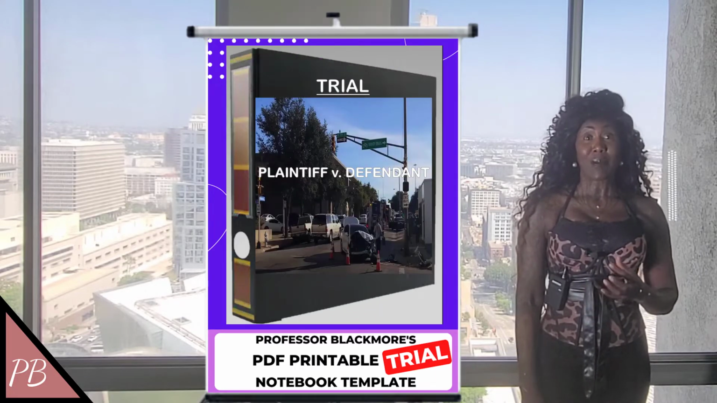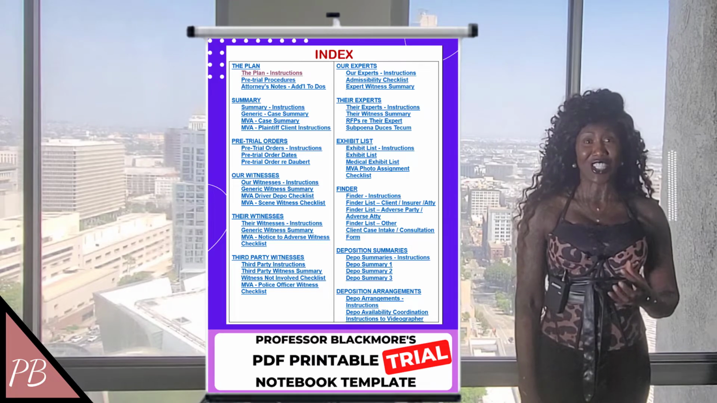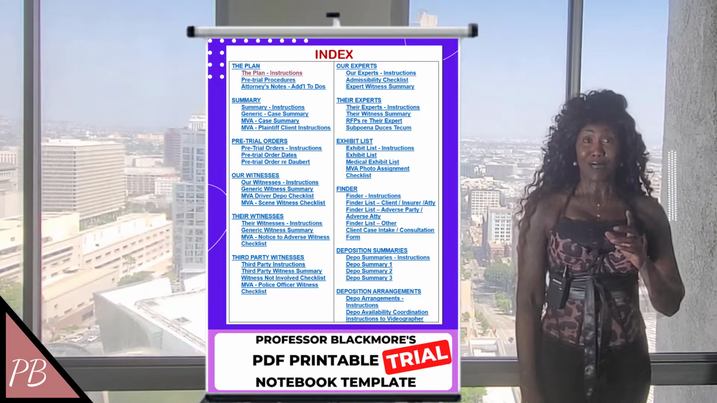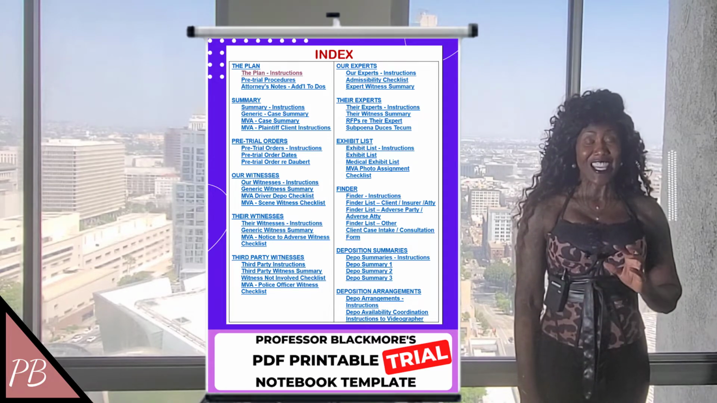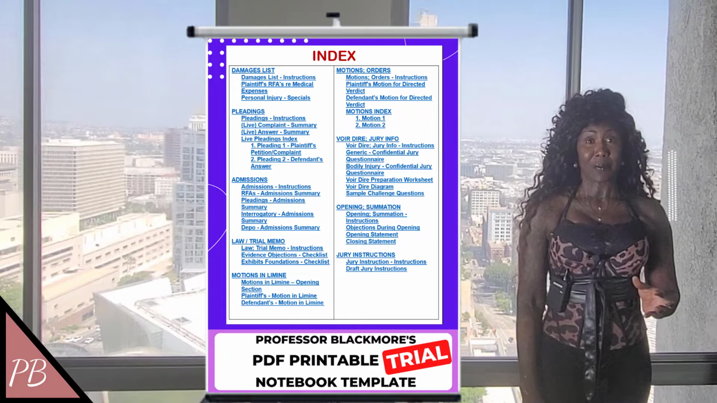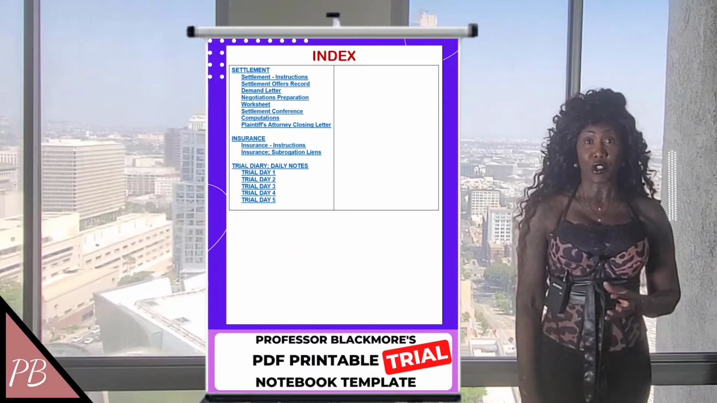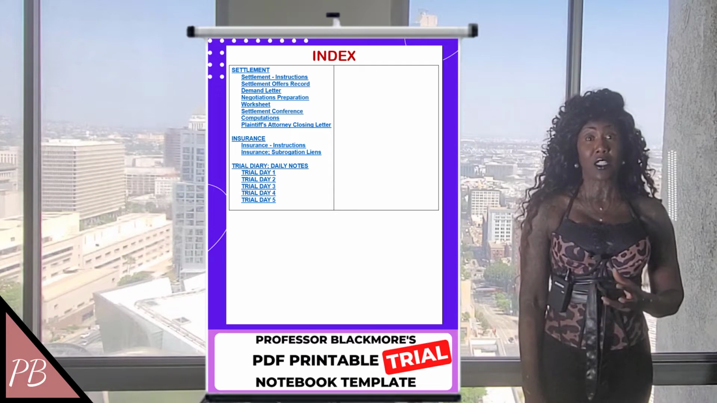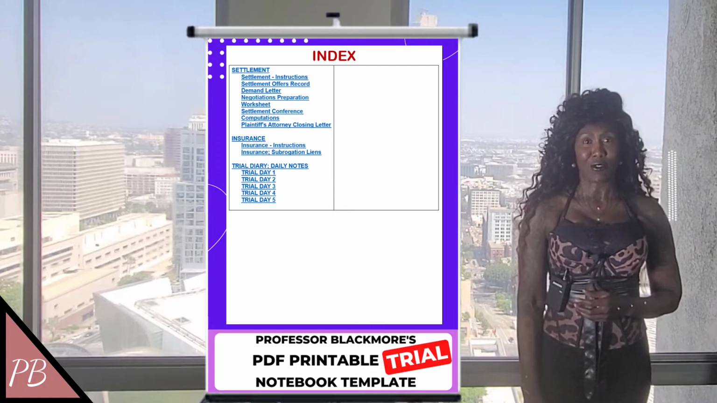Now, here are some of the other sections included in the PDF version of Professor Blackmore's trial notebook template. Now, the first thing you'll want to note is the index, which lets you know all of the things you'll find in the template. And in the PowerPoint version, the links in the index link directly to the place where you'll find the selected information.